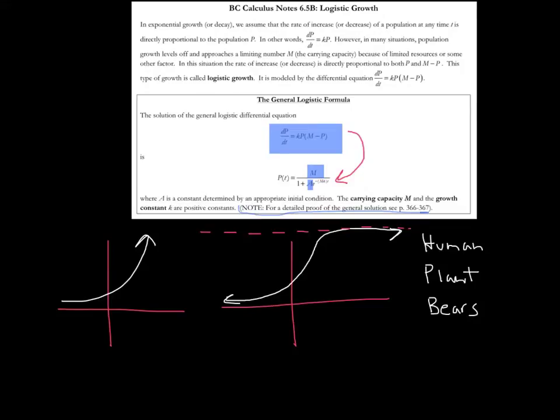But just in case you're curious, you would separate the variables, and you would have 1 over P(M minus P) dP equals k times dt. And so we've separated the variables. We got all the P's on the left and all the t's, if you will, on the right. And you can see that this is going to be a partial fraction decomposition. So it's going to be A over that plus B over that, and that's the idea. But we're not going to get into that.